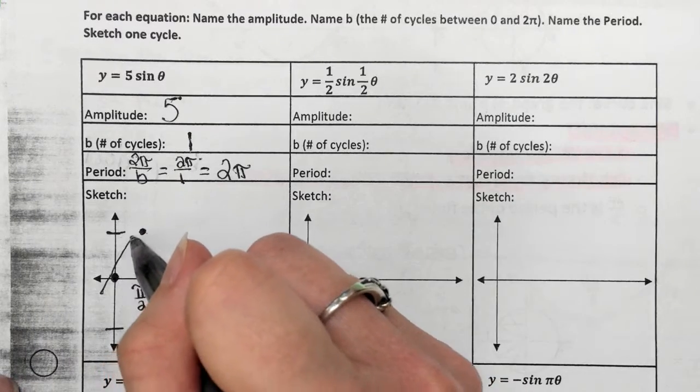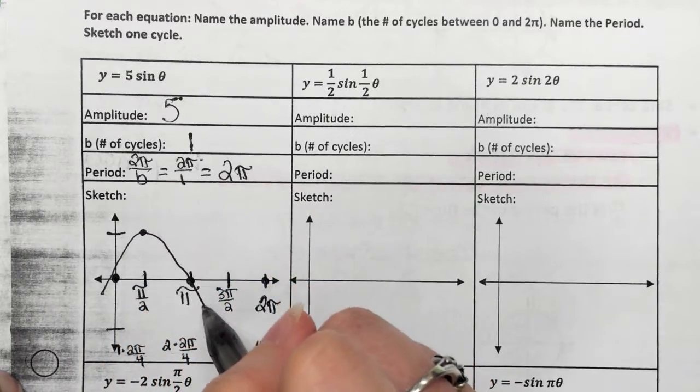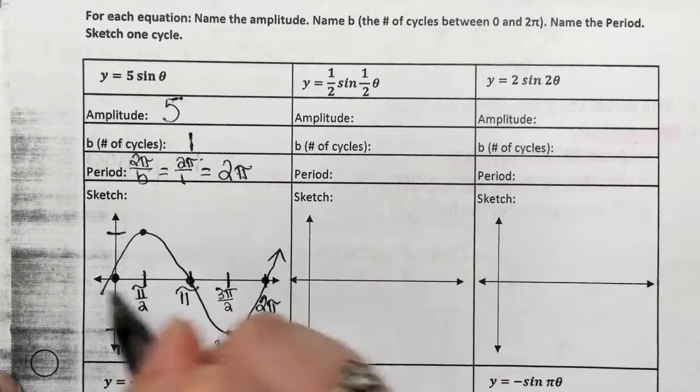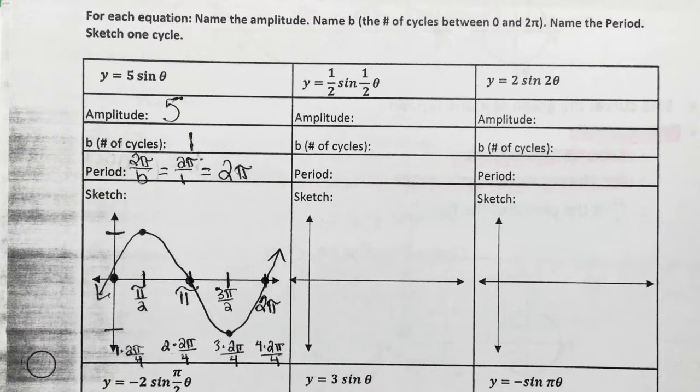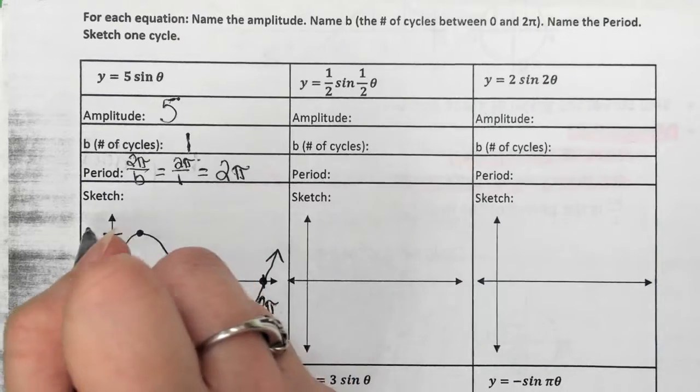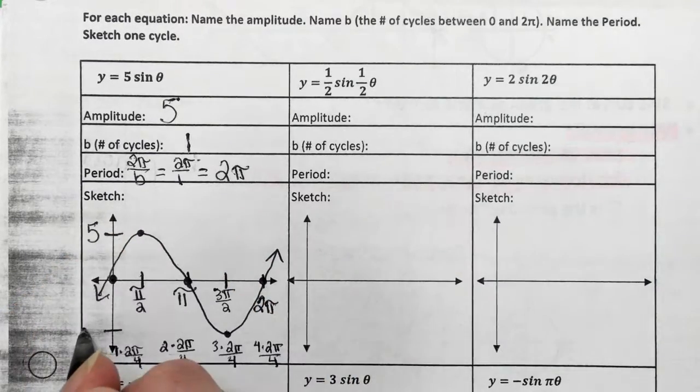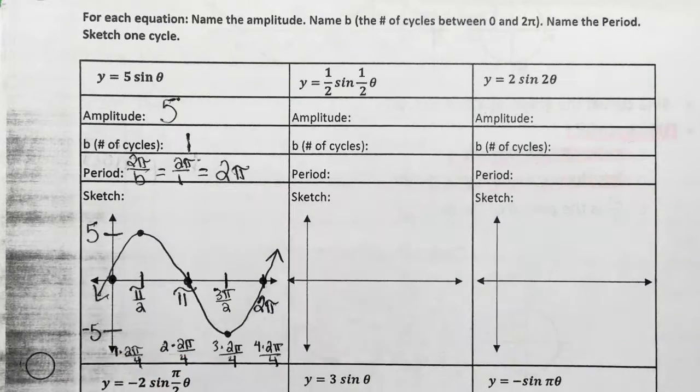All right, let's connect them. Here we go. Starts at 0, goes up, and it goes through 0, goes down, and boom, you're done. Every time. So the only thing that's different is how it's labeled. All right, let's do our y. What was our amplitude? 5. So this top one is 5, and this bottom one is negative 5. That's it.